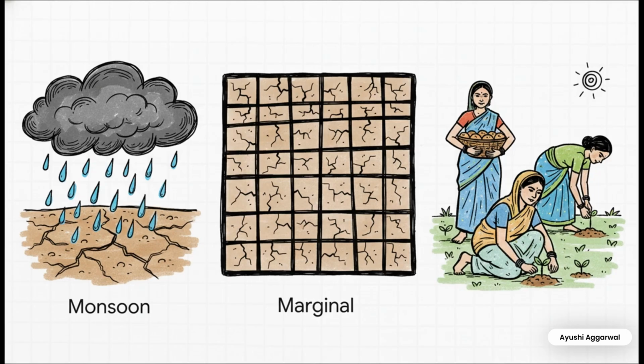Now, to remember the rest of the salient features, I want you to use my 3 M's memory trick. Ready? M number 1, Monsoon dependency, because around 60% of our farming still relies on rain. M number 2, Marginal, meaning those tiny, fragmented land holdings we just talked about. And M number 3, Mahilan, representing the super high involvement of women in the agricultural workforce. Just remember those 3 M's.